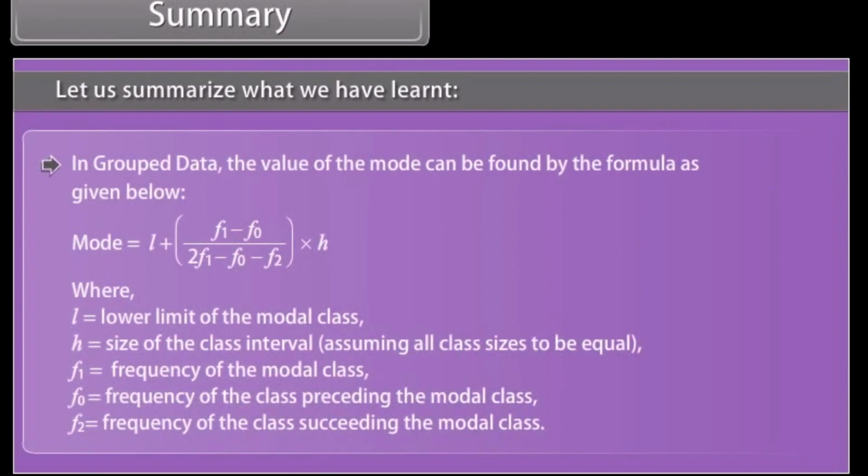In grouped data, the value of the mode can be found by the formula as given: L plus (f1 minus f0) divided by (2f1 minus f0 minus f2) multiplied by h, where L is equal to the lower limit of the modal class, h equals the size of the class interval, assuming all class sizes to be equal, f1 equals the frequency of the modal class, f0 equals the frequency of the class preceding the modal class, f2 equals the frequency of the class succeeding the modal class.